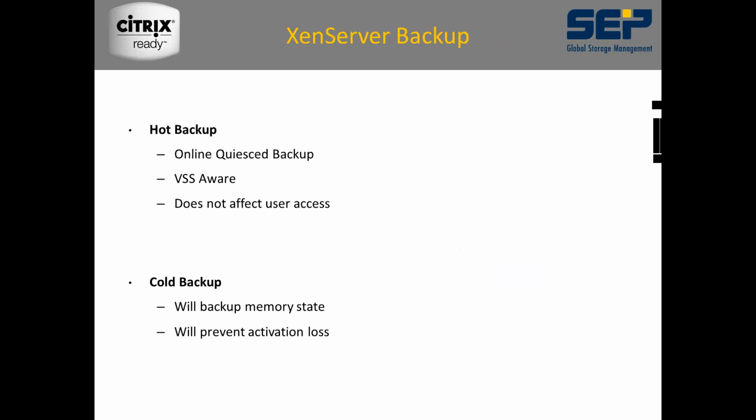We have hot backup, which is online, quiesced, VSS aware, and it doesn't affect user access at all. Takes a basic snapshot, allows you to pull that information off, not affecting any of the users. The cold or warm backup will back up memory state, will prevent activation loss. It does pause the system momentarily while it grabs that information, so it's a more complete backup, and that may be something that you do once a month, once a week, whatever works well for you, but both options are available.